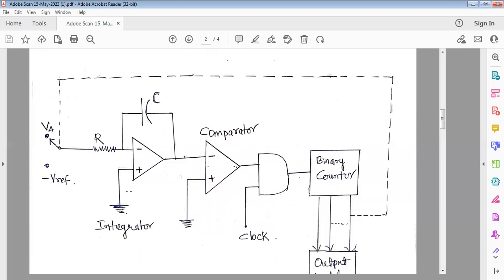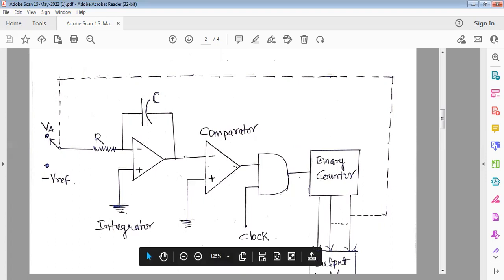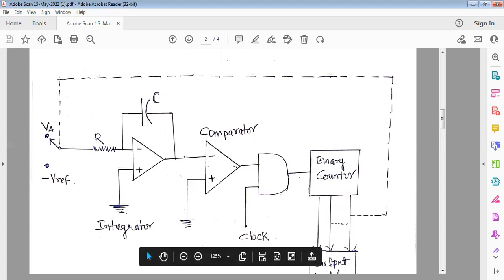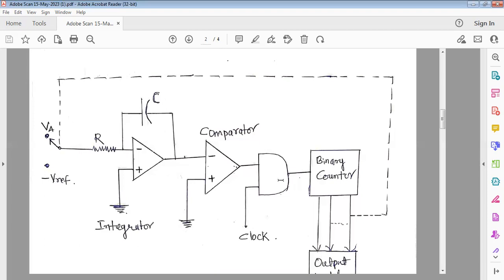During the first half cycle of the analog input, the input signal is integrated, then the proportional output is given, and that output of this integrator is given to the comparator as the input. When the output of this integrator is greater than 0 volt, because the other input is connected to the ground, this comparator works, and it will have some output. And whenever there is output at this comparator, the clock connected to this AND gate is allowed to pass through this AND gate.